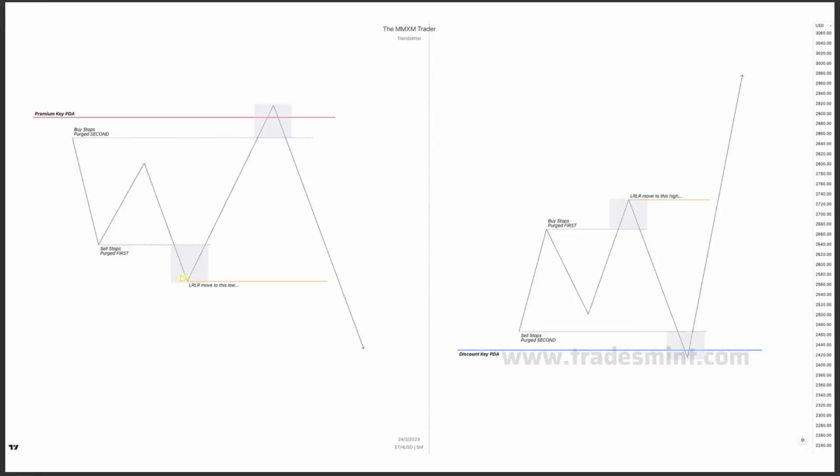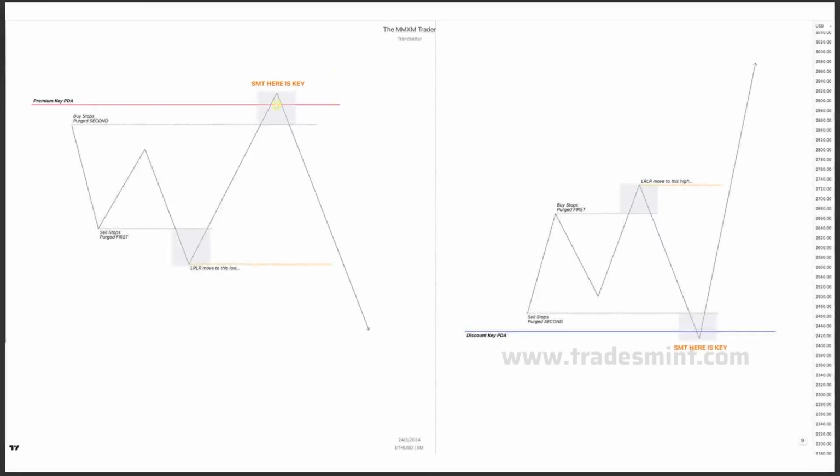So now in a bearish scenario, first the sell stops, right, then the buy stops purged, which is a double purge, and then the LRLR happens to this low. And for the bullish scenario, same occasion, we're going to purge the buy stops first, accumulating the buy stops, pairing them up, right, order pairing with the sell stops, and then the real move to the high happens, which is a low resistance liquidity run.